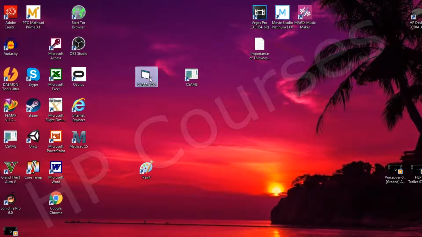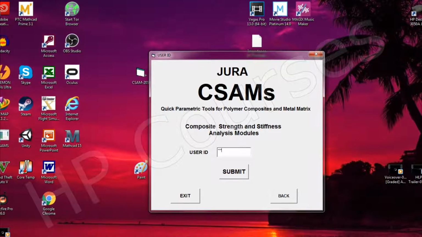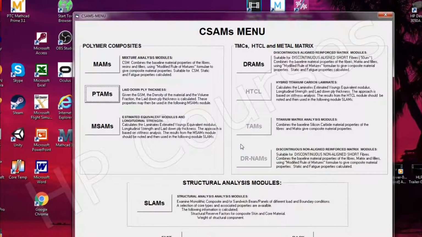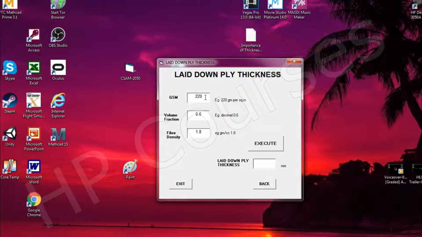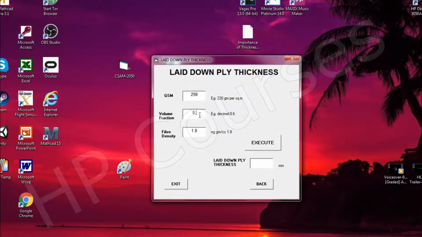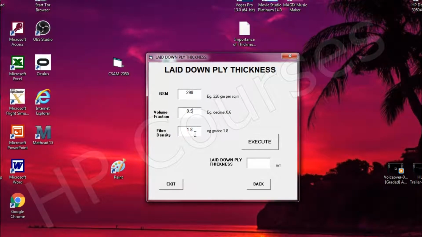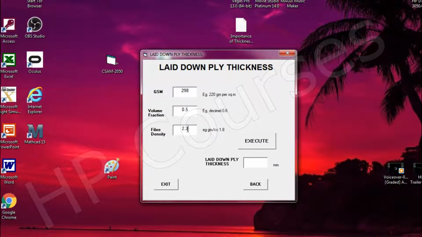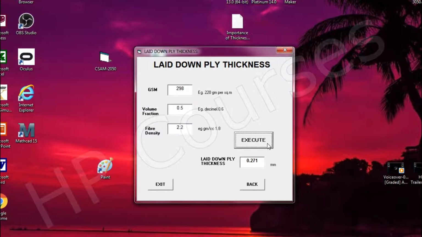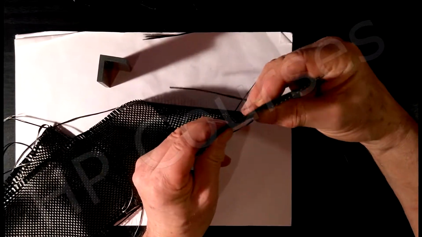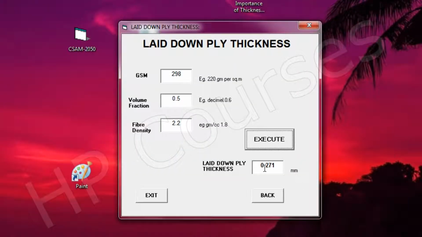How I did this, I will now show you. Open CSAMs. Go to PTAM and enter the values: 298 for the GSM, 0.5 for the volume fraction, and 2.2 grams per cc for the density. In this example, we calculate the laid down ply thickness for one layer of carbon fibre composite. Given the following values, the areal weight equals 120 GSM, the volume fraction equals 0.6, and the fibre density is given as 1.8. We calculate the laid down ply thickness, that's the cured ply thickness, as 0.111 millimetres.